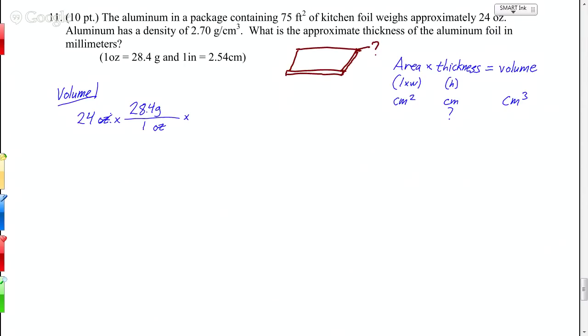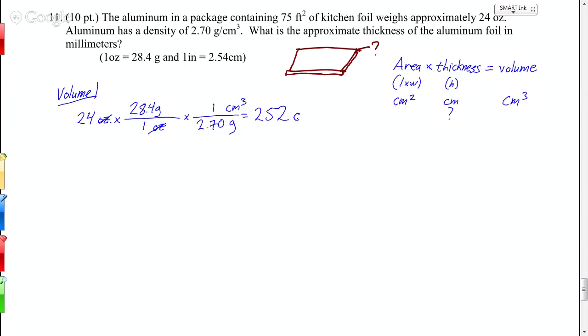So that's going to get us from ounces to grams. And then we're going to use the density to get volume. The density, we're told, is 2.70 grams per cubic centimeter. So that's 24 times 28.4 divided by 2.70, which is 252. I guess if we're being careful about significant figures, there's only 2, but I don't know. We'll just stick with that for now.